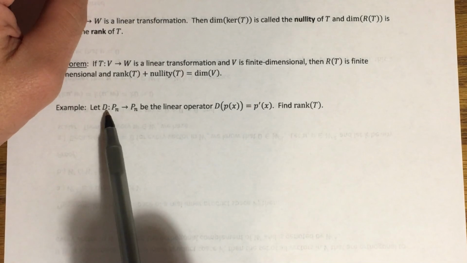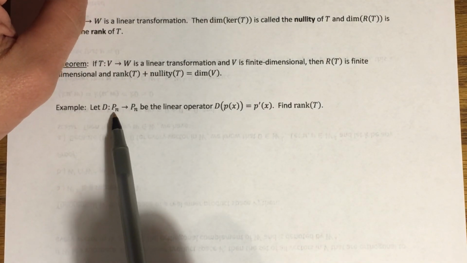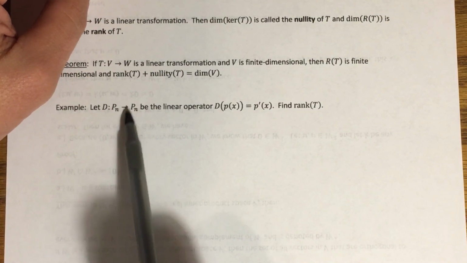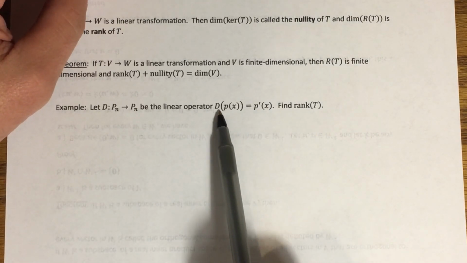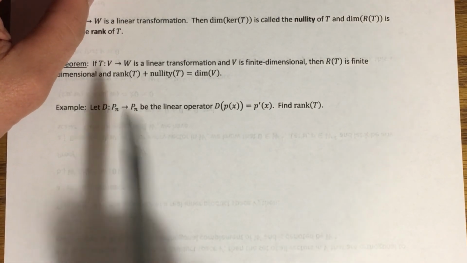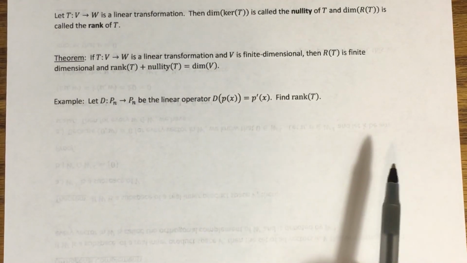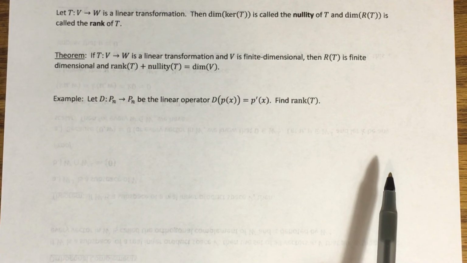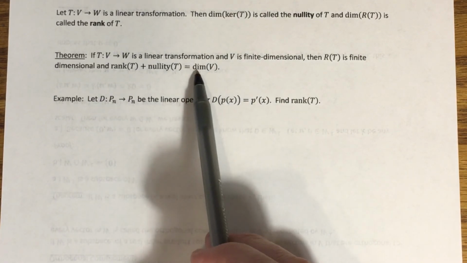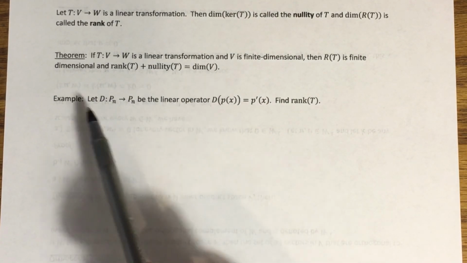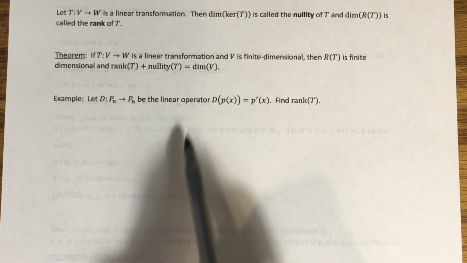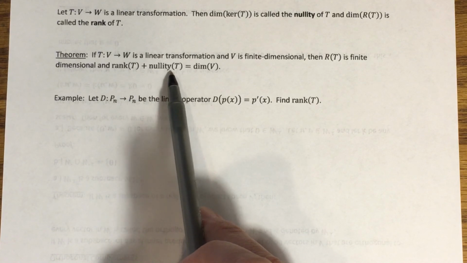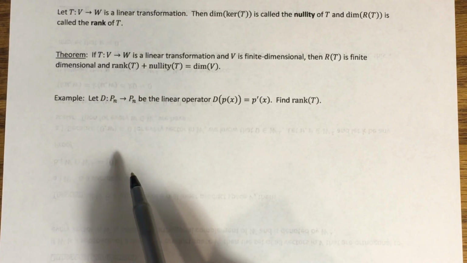So D is going to be the linear transformation that takes polynomials from P_n and maps them into other polynomials from P_n, so it's an operator. And it's going to be that derivative operator, just restricted to the polynomials in this case. I want to find the rank of D. Well, rather than try to find the rank explicitly, what I'm going to do is use the fact that I know what the dimension of V already is. I know that the dimension of P_n is n plus 1, and see if I could find the nullity of this transformation, see if that's easier.